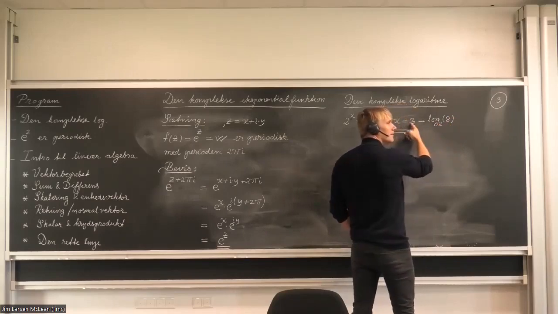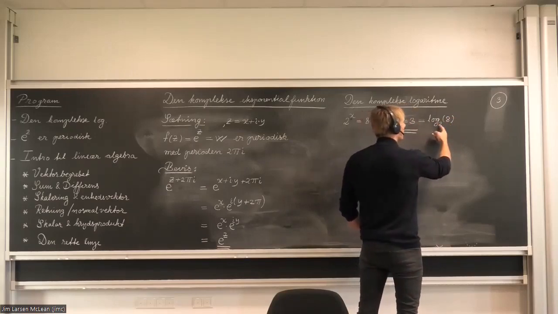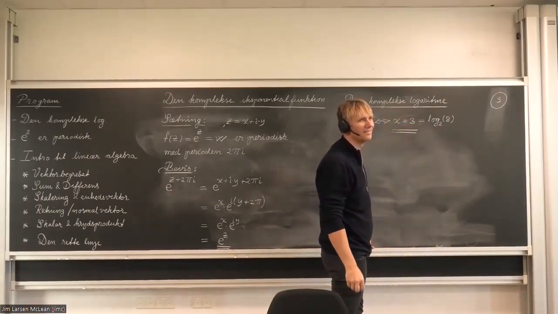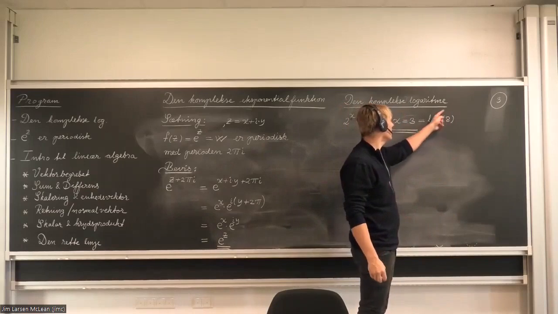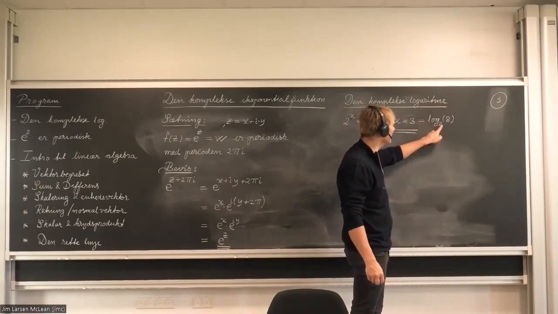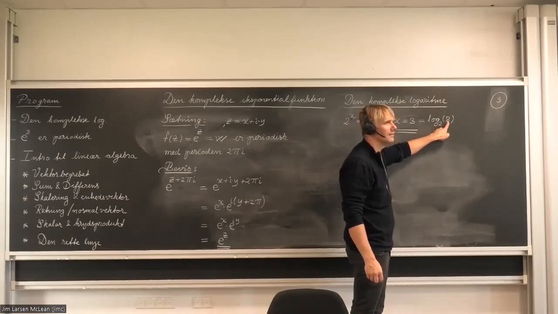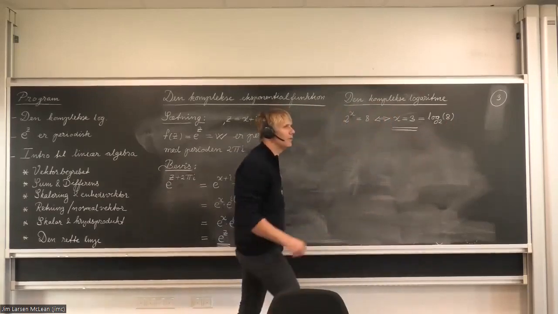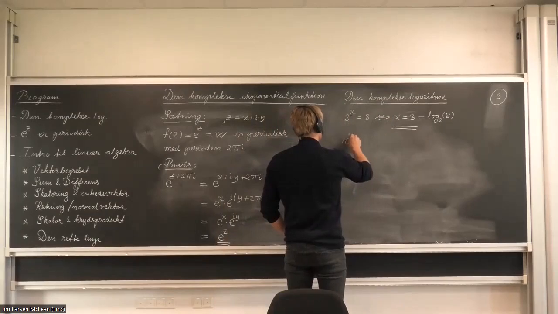What is log base 2 of 8? It's 3. Why is it 3? Because 2 to the power of 3 equals 8. And log means, can you find the exponent? If I'm reading it in Danish, it says, can you find the exponent that works on the number 2 to get to 8? And the answer is 3. 2 times 2 times 2, that's 8.